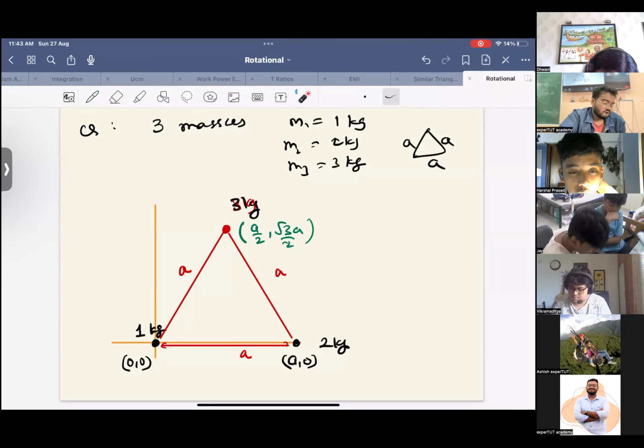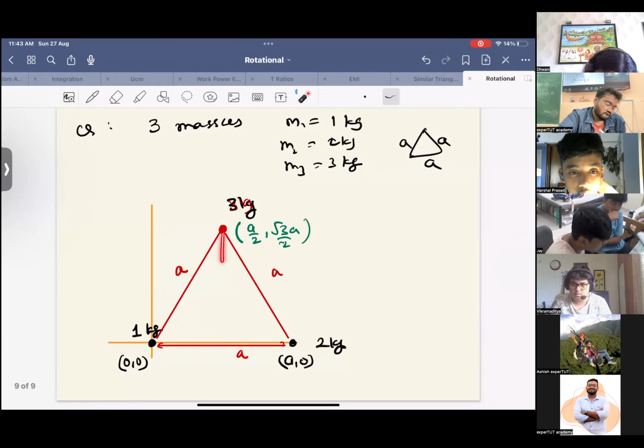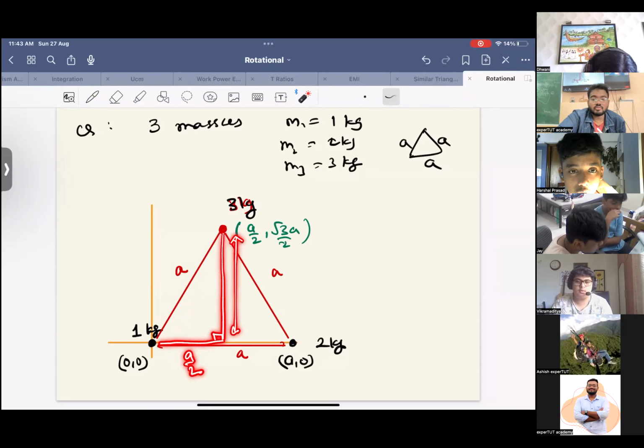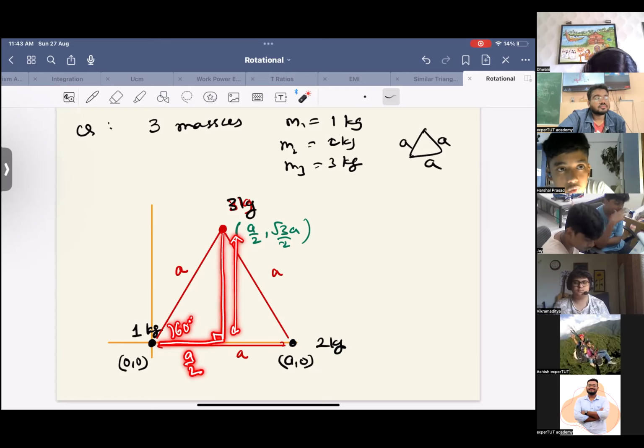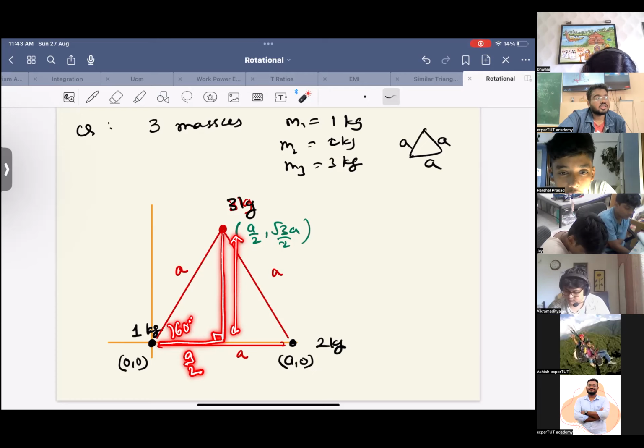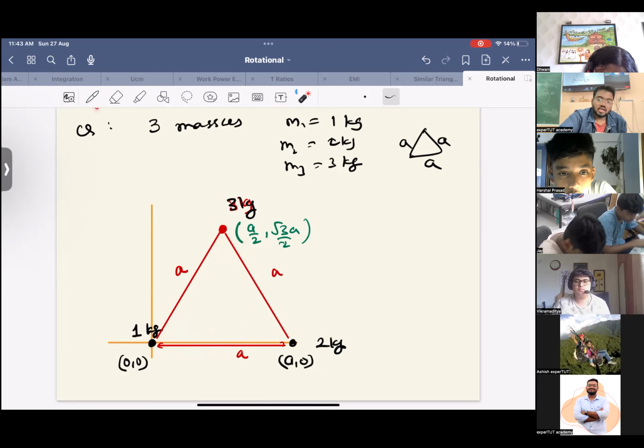Sir, you take the right angle, so that it will be whole root a square minus a square by 4. Correct. This is A by 2, and therefore the vertical length is root of A square minus A square by 4. Or you can also say this angle is 60 degree, so it is simply A sine 60 degree, which is A root 3 by 2. The vertical length is A sine 60, the horizontal length is A cos 60. Understood?